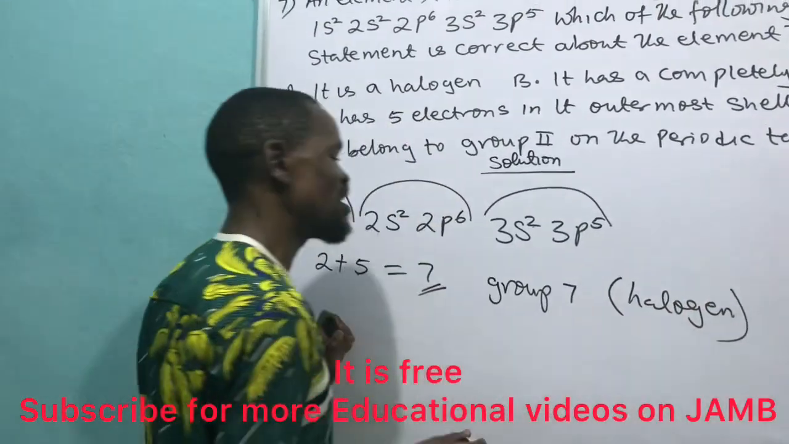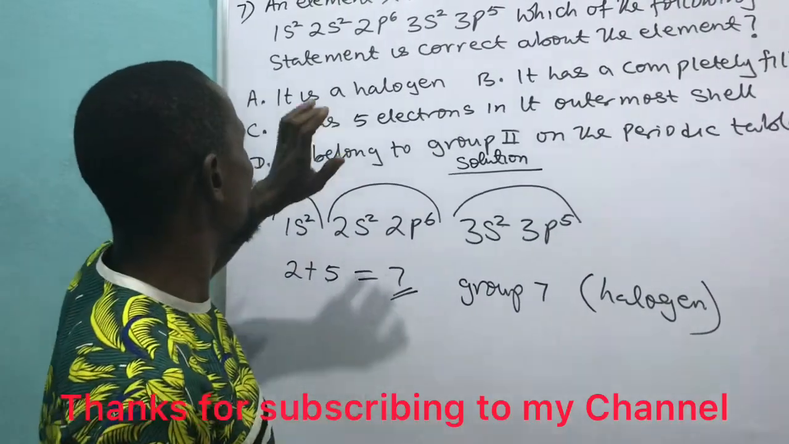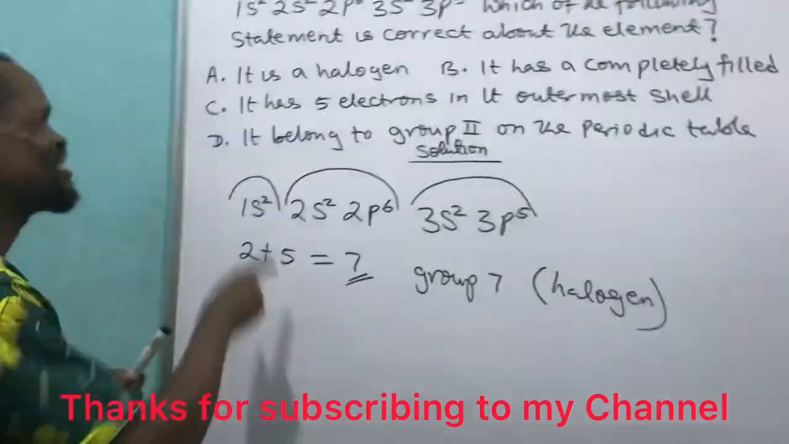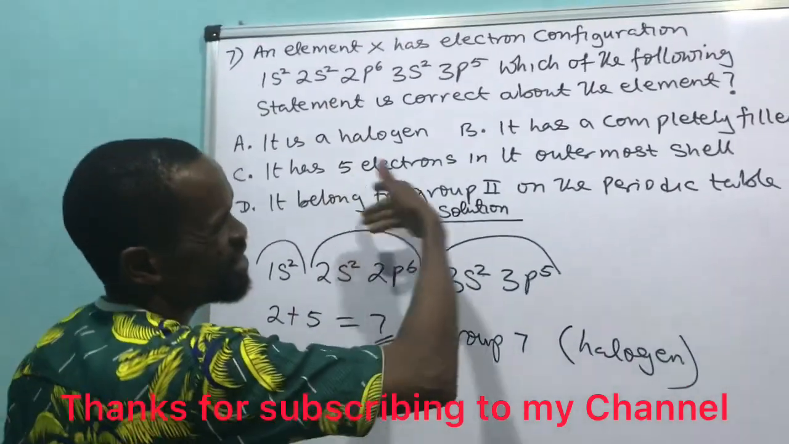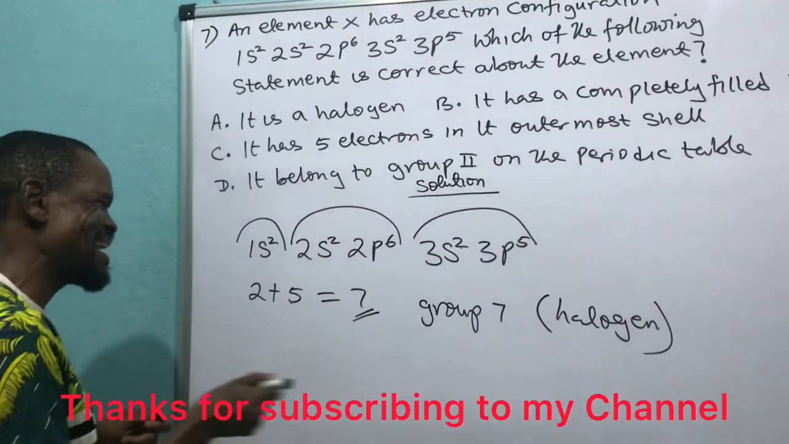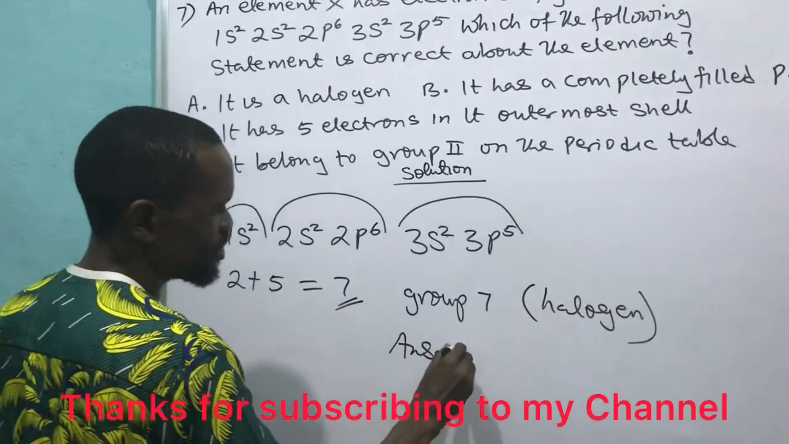Halogen is group 7, which we call a natural gas. Then look at this. Option A gives us the correct word answer. It said it is a halogen. The other options have put in wrong grammar. The halogen is what the element is. My answer is A.